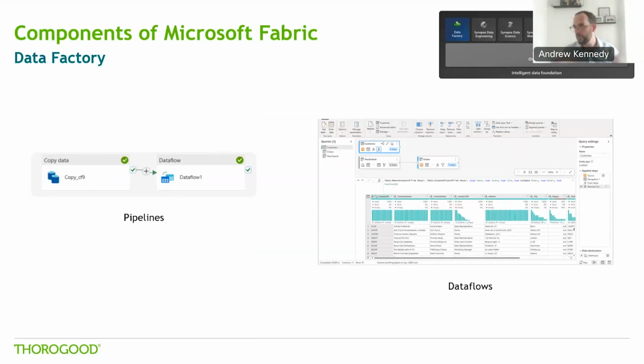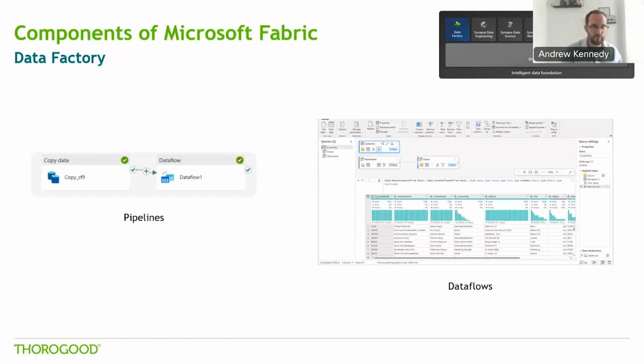So first off, within Fabric, we have Data Factory. Data Factory is about moving data from one place to another and transforming the data according to how you're going to use it, typically without writing much code, maybe even without writing any code. There are two core components that we need to be aware of in Data Factory, and these may be familiar. The first is pipelines.